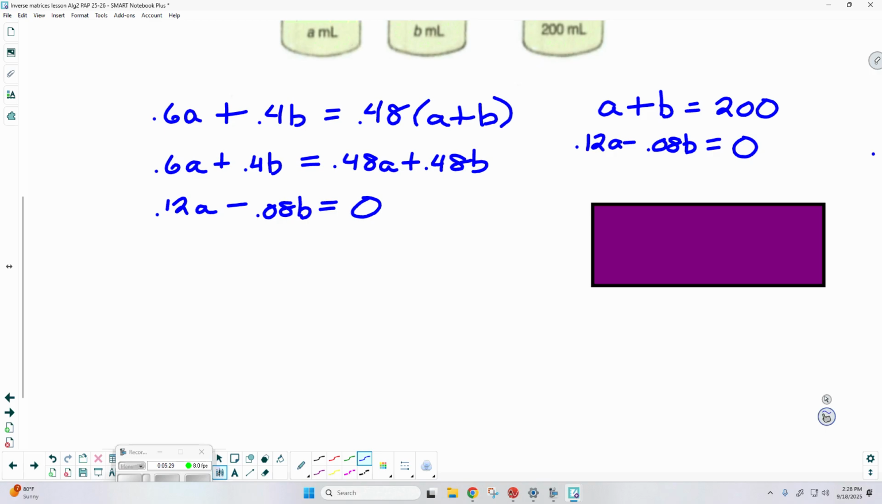Actually, yes. Okay. Because you need that to be 200 milliliters. That's good. That's good. All right.